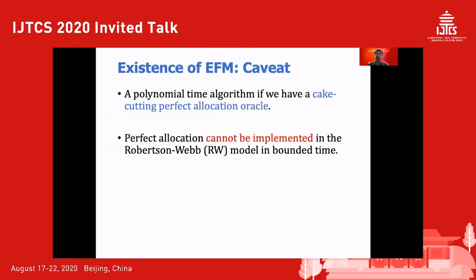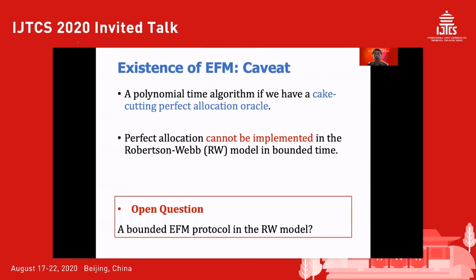But very unfortunately, although we know that a perfect allocation always exists, we have a very strong impossibility result saying that perfect allocation cannot be implemented in the Robertson-Webb model in bounded time. So this leaves us a very interesting open question: does there exist a bounded EFM protocol in this Robertson-Webb model? And I believe this is one of the biggest open questions in this domain.